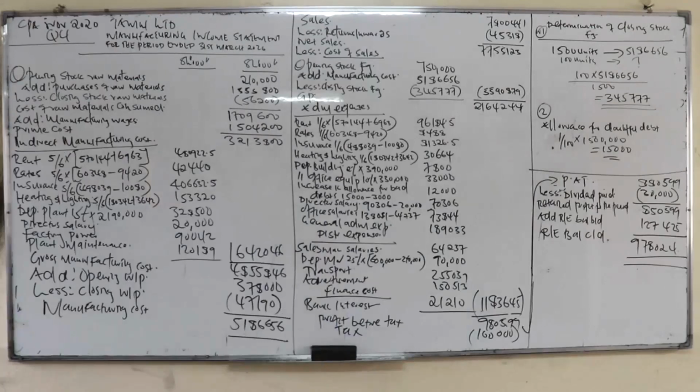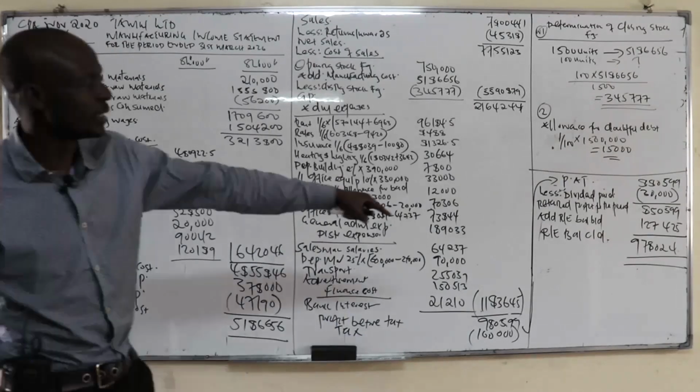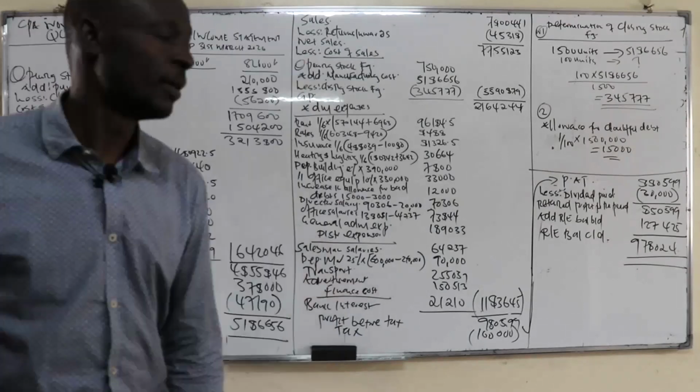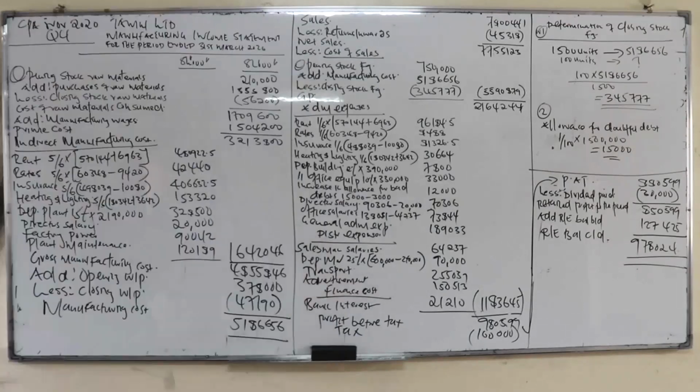So they wanted us to prepare the manufacturing account. This is the manufacturing account. Then the income statement up to that point. Sawa sawa? So can we write it down, please? I'm giving you now a chance to write. You have a question? Anyone with a question?